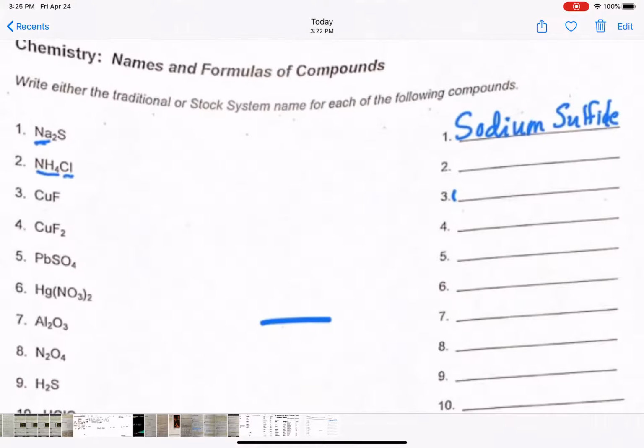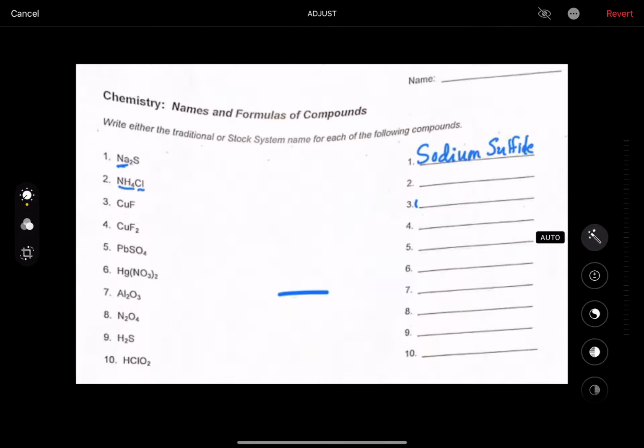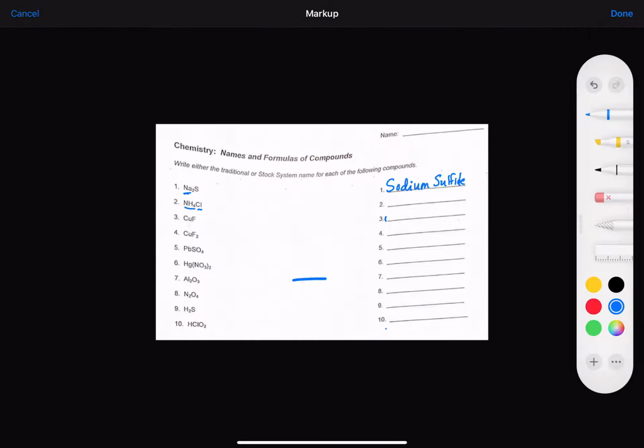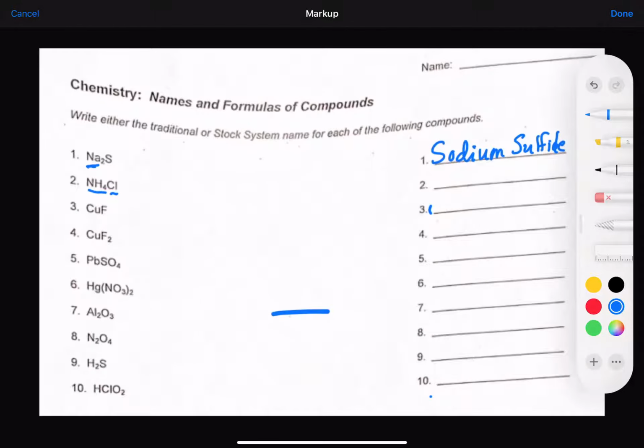Let me switch back here, and now let me go to markup again. I wish there was a quicker way. And then we'll say ammonium. I'll just write it here so I don't try to put it all in that space. Ammonium, and then chlorine is the second. And instead of saying chlorine, you say chloride.